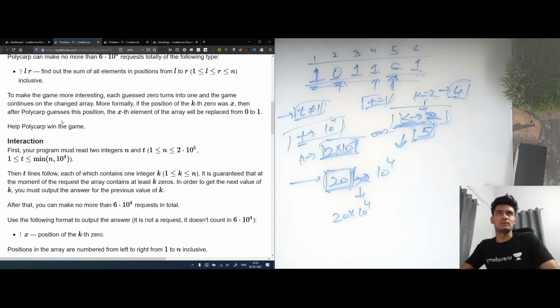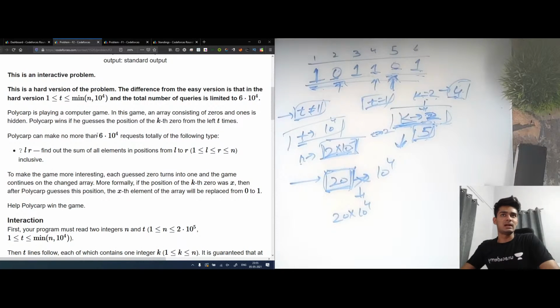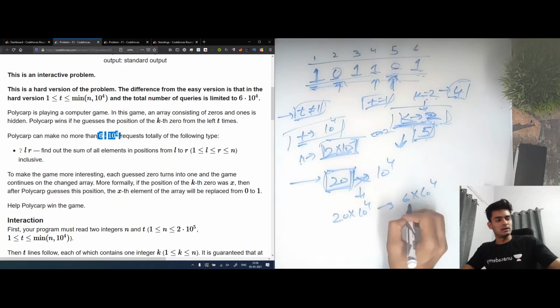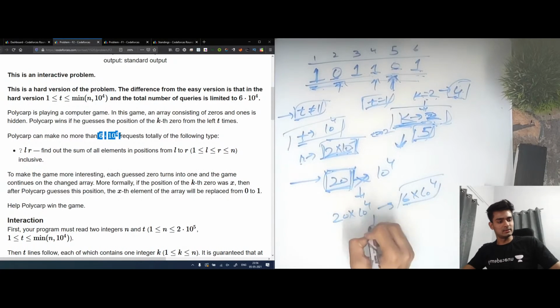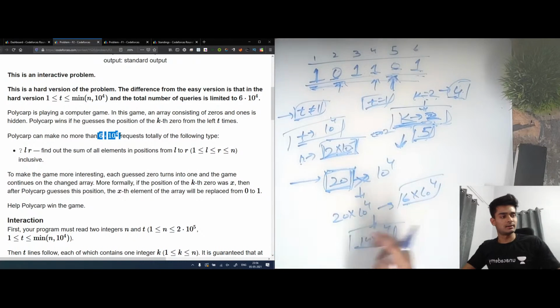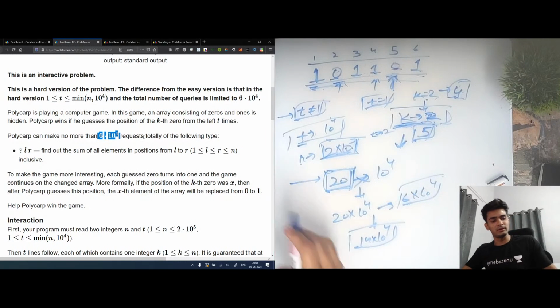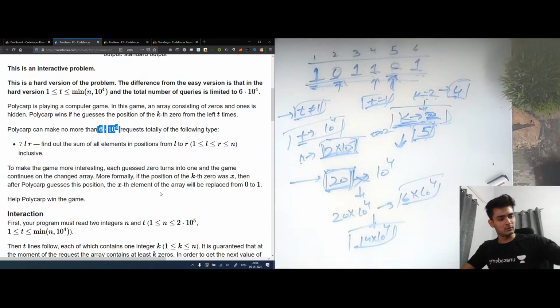And if you see in the question, we are given that the maximum queries that we can run are 6 times 10 to the power 4. Now we need to somehow decrease 14 times 10 to the power 4 queries. How to do that? This tells us that we cannot use the previous code only for this particular input. We need to have fewer queries.